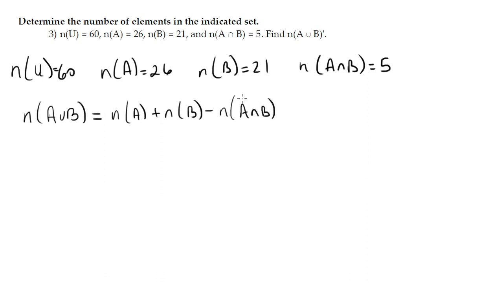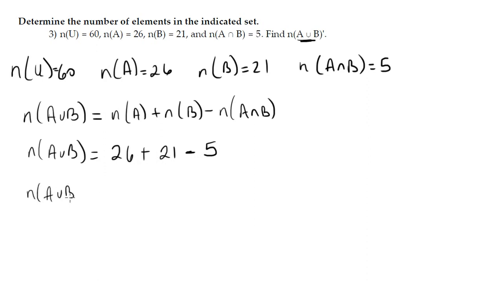So let's see what we have. We're trying to find A union B complement. Let's see what we know and what we don't. I don't know this, but I do know A has 26 elements. B has 21 elements. And they have in common 5 elements. That's the ones that are common to both. I kind of double counted those, so I've got to subtract that.